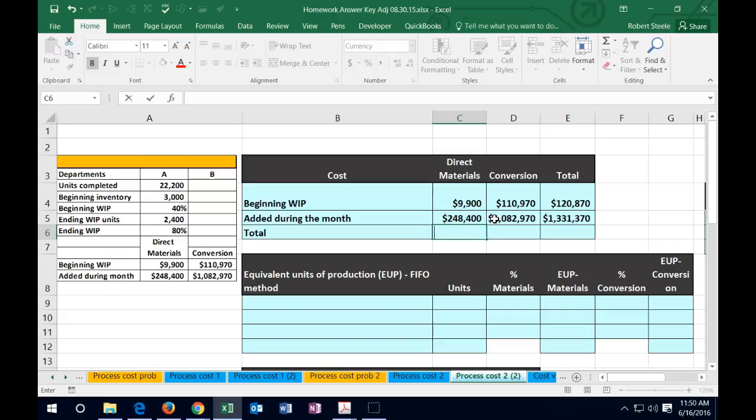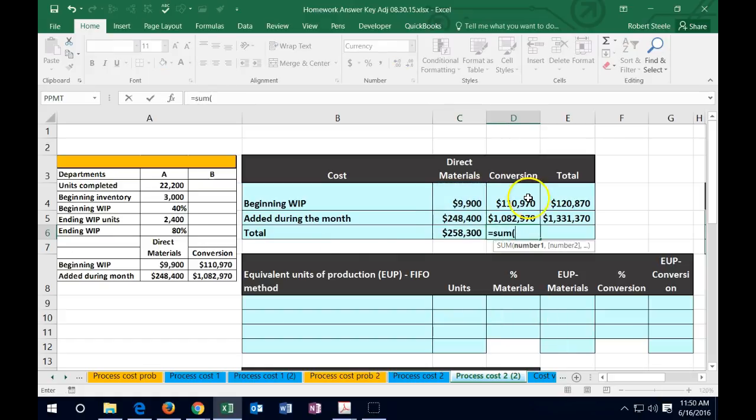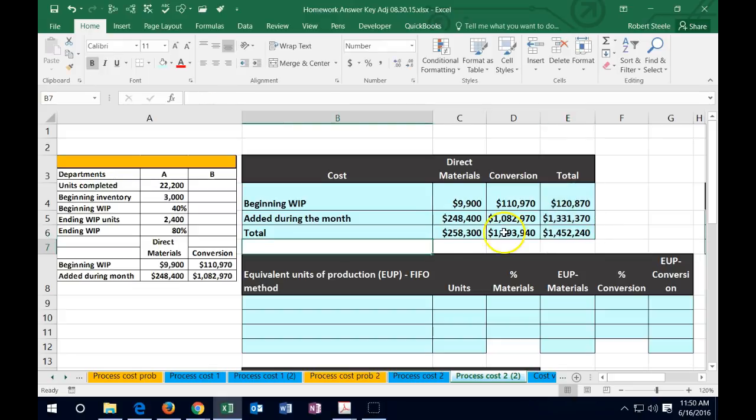We can then sum them up this way as well, having a total column allocating the total cost. Whoops, need an equal sign there. Equals the sum of the 9,900 plus the 248.4, tab, equals the sum of the 110,970 plus the 1,082,970, tab, equals the sum of the 128.70 and the 1,331,370, and enter. And of course it should also add up this way as well. 1,452,240 is our total.